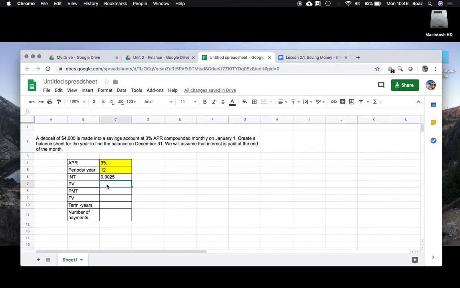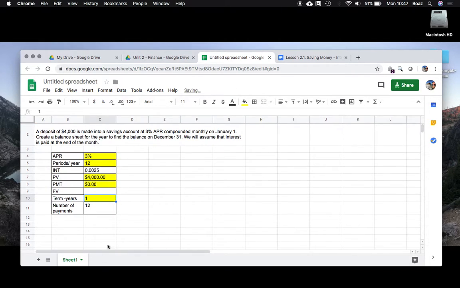The present value here: we're depositing $4,000. Payment, we're not making any regular payments, so it is 0. And the future value in this case, we're going to calculate in a couple minutes. So I'll put these in as currency and give them this yellow formatting. The term, the number of years, we're told in this case, is just 1 year, and the number of payments is 12. So the total number of payments is going to equal the periods per year times the number of years. And again, anywhere we input a number, we want to highlight that. Anywhere we have a formula, we'll leave that untouched. And so this gives me a nice setup to start working with here.